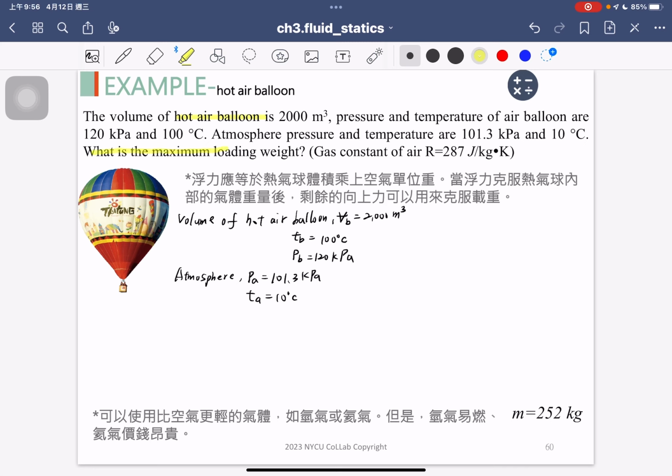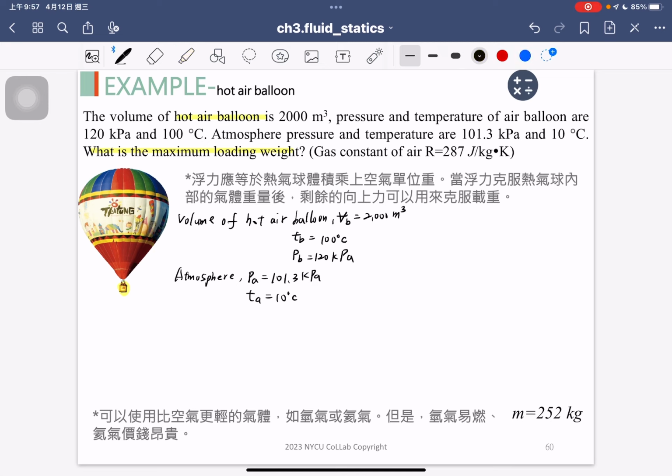So the problem is: what is the maximum loading weight that can be supported by the system? Sometimes we need to make sure how many people inside can be supported by the buoyant force, right? If the buoyant force is not large enough, we cannot lift all the people inside the balloon. So that's a very common idea. We need to design different systems to support different numbers of people going up to the sky. So that's the question.